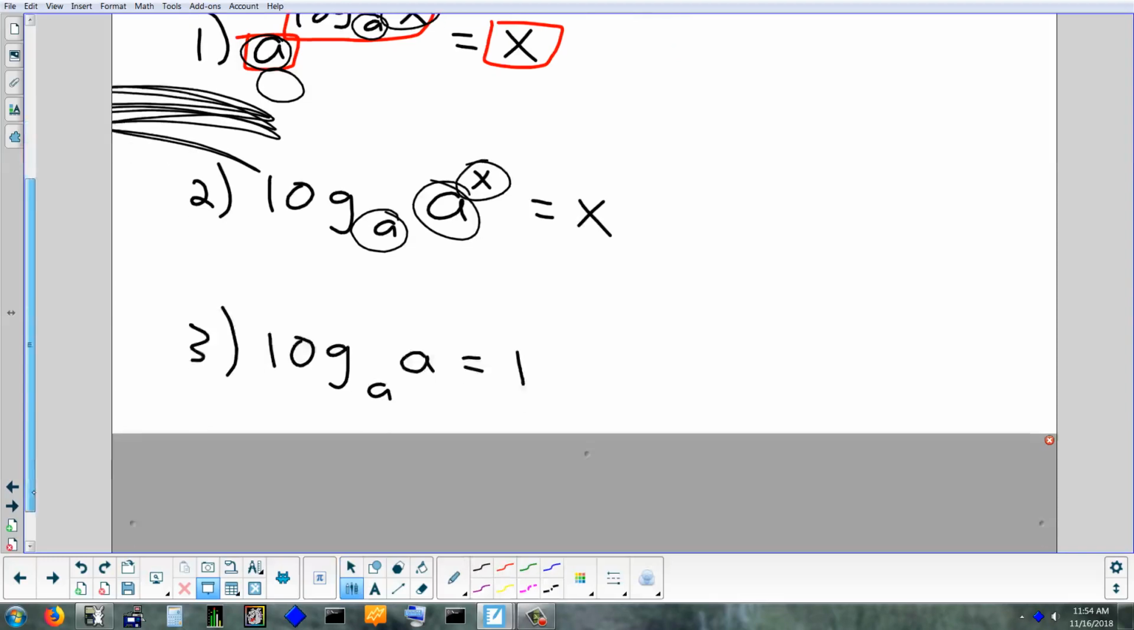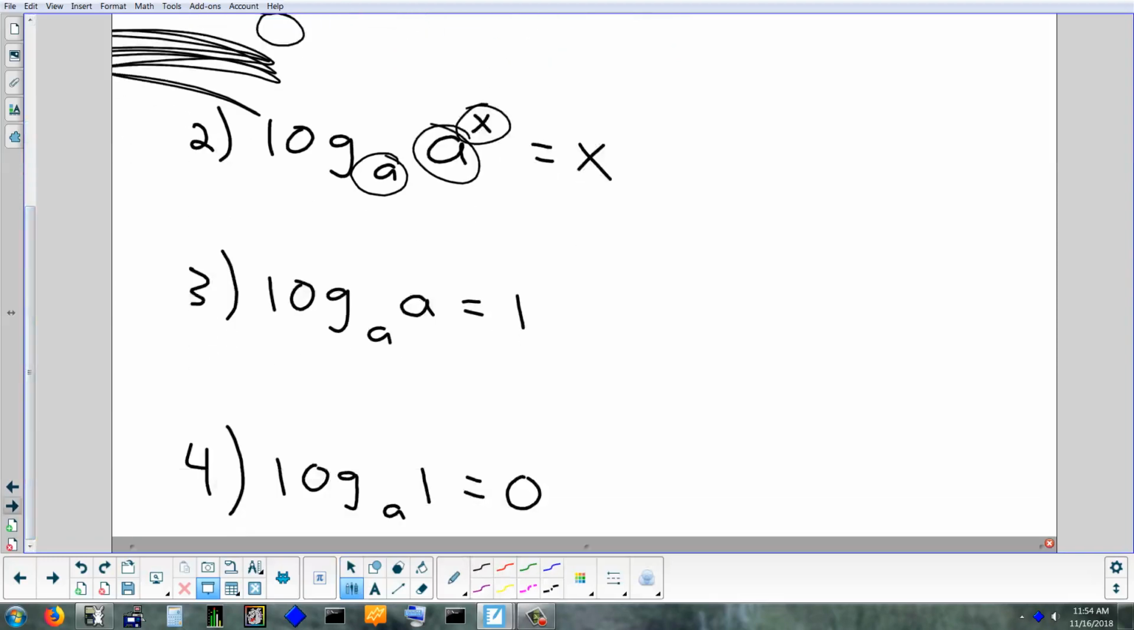Okay. And then the last property says that if you take the log of 1, the answer is always 0. Doesn't matter what the base is. So if you said to me, what's the log of 1 base anything? 0. Doesn't matter. I would just say 0. I don't even need to know the base.